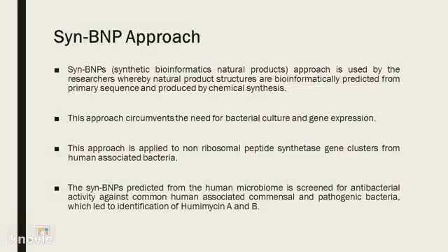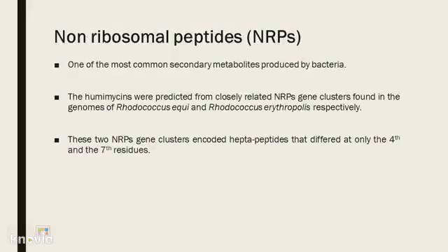SynBNP, which stands for Synthetic Bioinformatic Natural Products approach, is used whereby natural product structures are bioinformatically predicted from primary sequence and produced by chemical synthesis. This approach circumvents the need for bacterial culture and gene expression and is applied to non-ribosomal peptide synthetase gene clusters from human-associated bacteria. The predicted SynBNPs are screened for antibacterial activity against common human-associated commensal and pathogenic bacteria, which led to the identification of humimycin A and B.